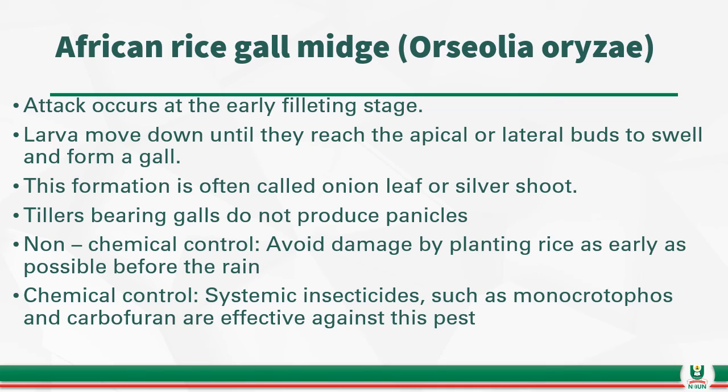If you want to control it non-chemically, you avoid damage by planting rice as early as possible before the rain. And then you can also use systemic insecticides to control it chemically, and carbofuran is effective against this particular pest.